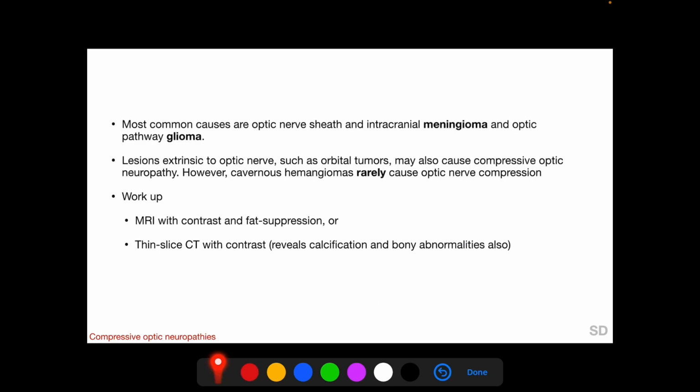The most common causes of optic nerve compression are optic nerve sheath and intracranial meningiomas and optic pathway gliomas. Lesions extrinsic to the optic nerve, such as orbital tumors, may also cause compressive optic neuropathy. However, we will not be considering them here and defer their discussion to orbit as a broad topic. Among the orbital tumors, the most common one is cavernous hemangioma, and it rarely causes optic nerve compression. Workup of orbital tumors includes MRI with contrast and fat suppression or a thin slice CT with contrast. CT scan has the added advantage of revealing calcification and bony abnormalities.